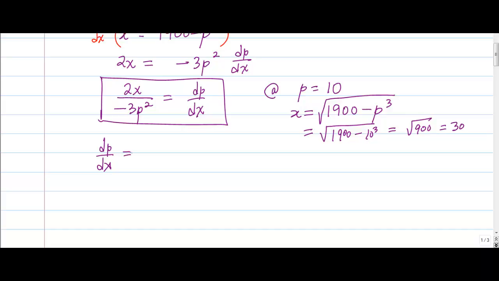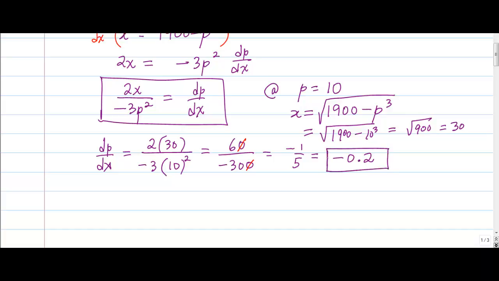So dp dx is 2 times 30 divided by negative 3 times 10 squared, which is 60 over 10 squared is 100 times negative 3 is negative 300, right? And then you can do this business of crossing out one of the zeros. Basically, I'm dividing top and bottom by 10, so I get 6 over negative 30, which is negative 1/5, and that is negative 0.2. So this is your dp dx.